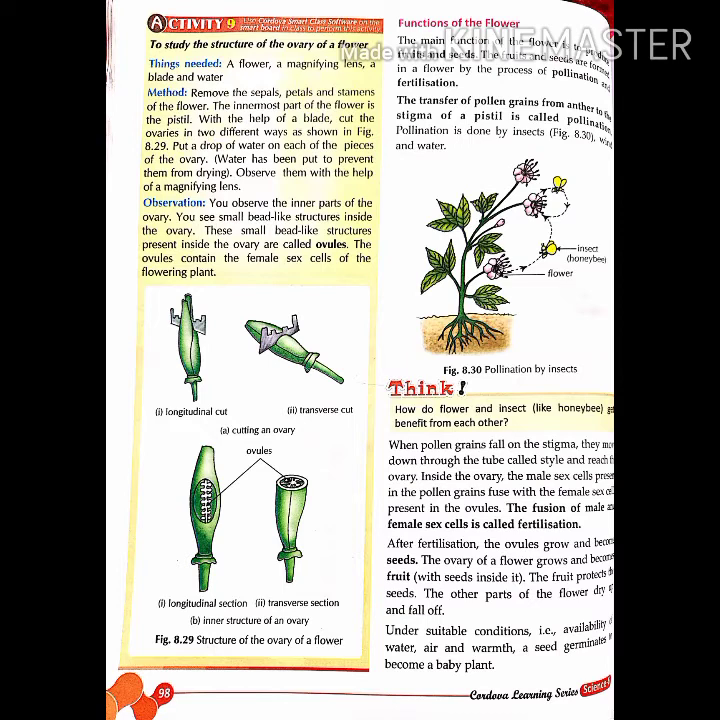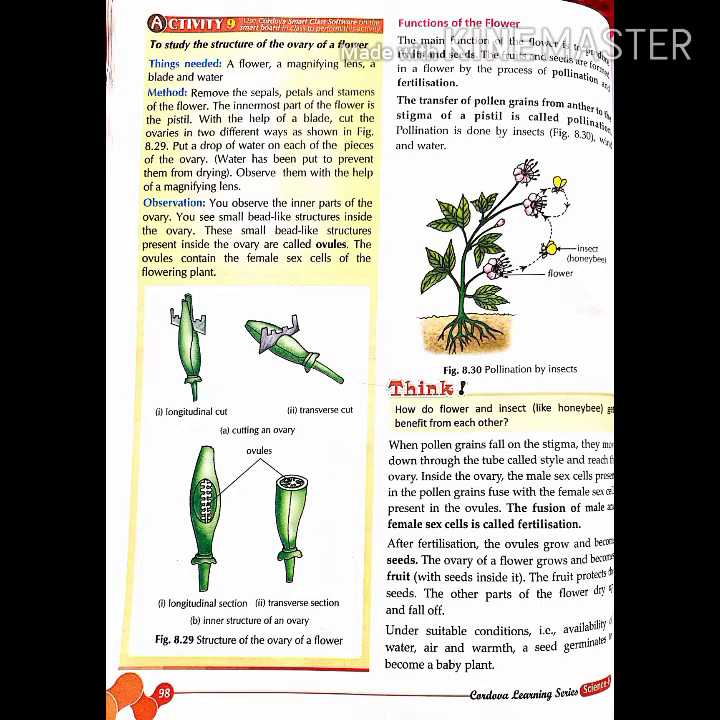So look how fertilization and pollination take place. The transfer of pollen grains from anther to the stigma of a pistil is called pollination. The pollen grains are the male part, and they are transferred to the female part, that is, the stigma. This is called pollination. Now how does this happen? Let us see how it is possible.